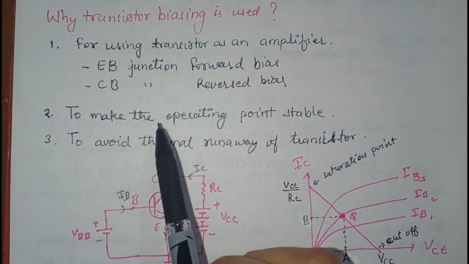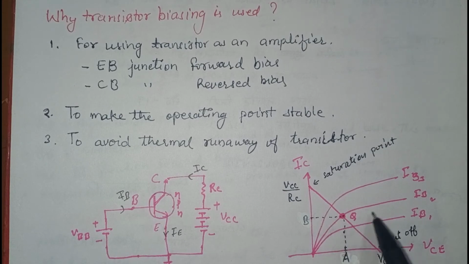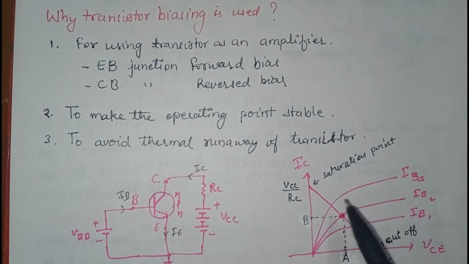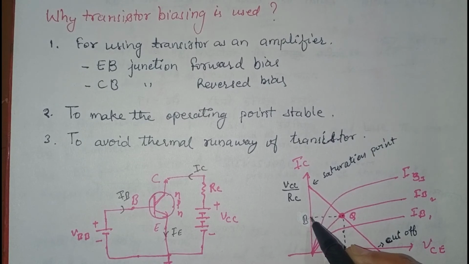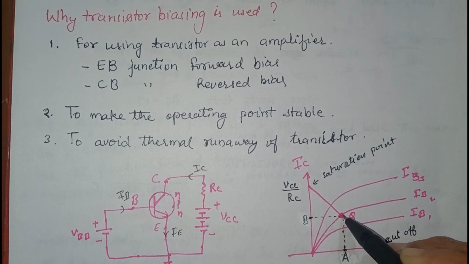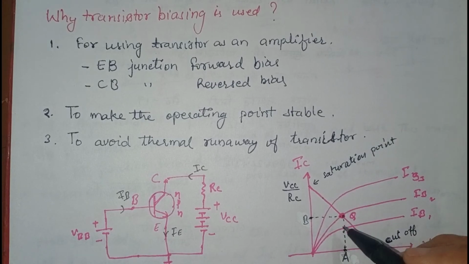The second reason is to make the operating point stable. The operating point is the intersection between the output characteristics and the DC load line. These values of VCE and IC give the operating point. At a particular value of VCE, the current IC must flow, and the operating point must not move towards this side or this side. It must be stable so that there is no distortion of the input signal at the output. So this point must be stable.